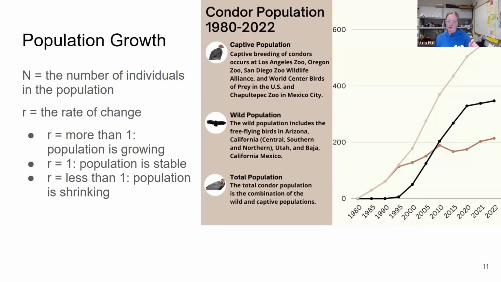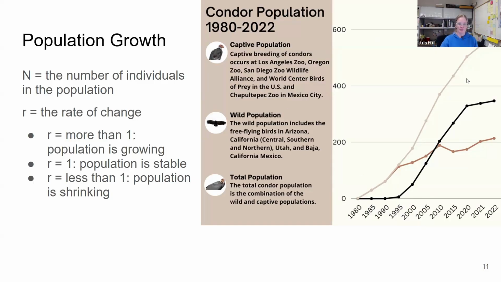If r is greater than 1, then the population is growing, and that means that the births plus the immigration is greater than the deaths plus emigration. If r is exactly 1, then births plus immigration is exactly the same as deaths plus emigration, and the population level is not changing at all. If r is less than 1, then the births plus the immigration is going to be lower than the deaths plus the emigration, so our population is going to be shrinking.